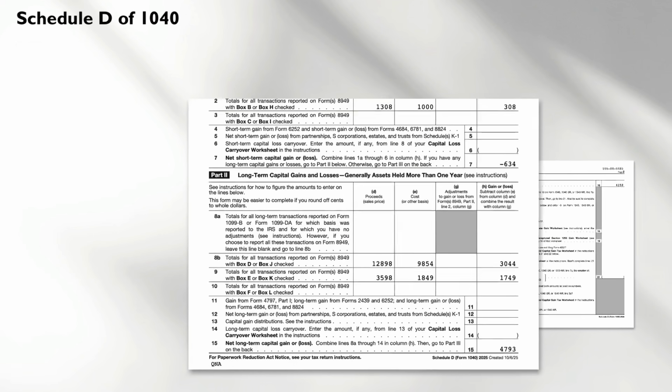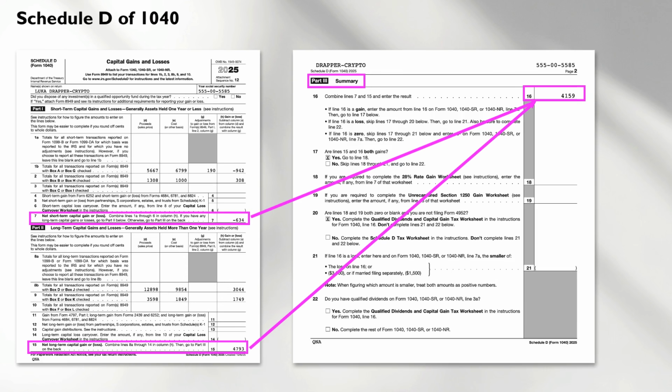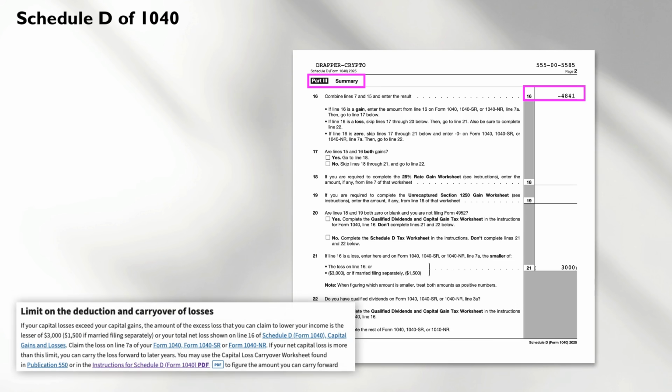These amounts are combined on line 15 for a total long-term capital gain of $4,793. On the second page in Part 3 of Schedule D, line 16 combines the net short-term amount from line 7 and the long-term amount from line 15. In our example, this results in a total net capital gain of $4,159. If line 16 shows a capital loss instead of a gain, there is a limit on how much you can deduct against ordinary income.